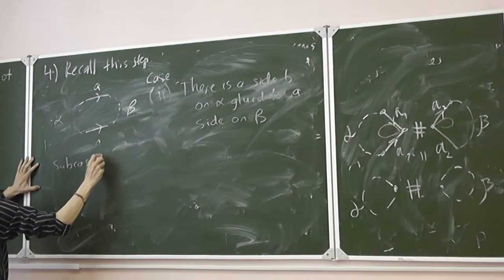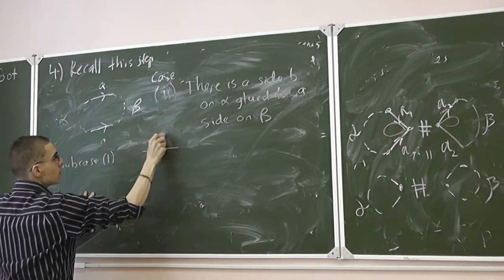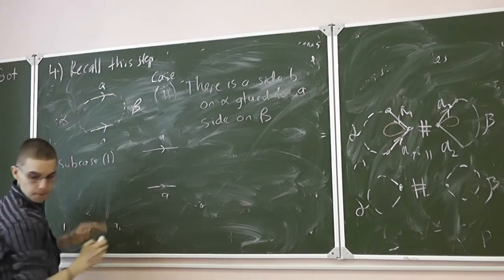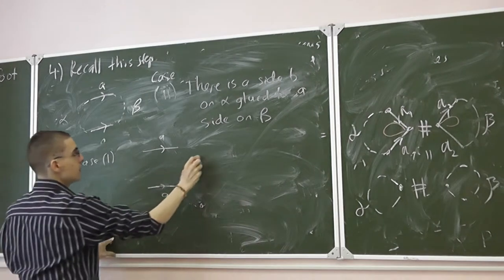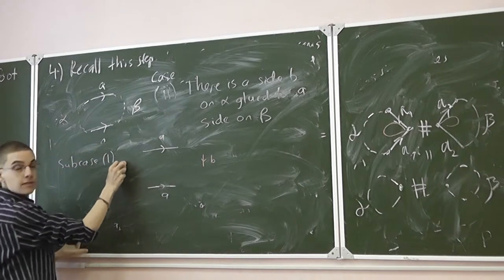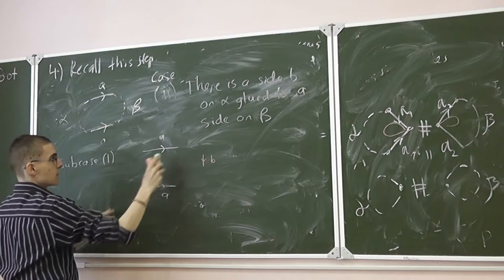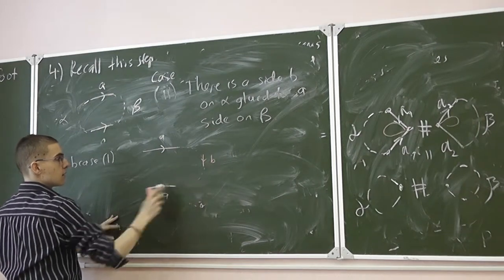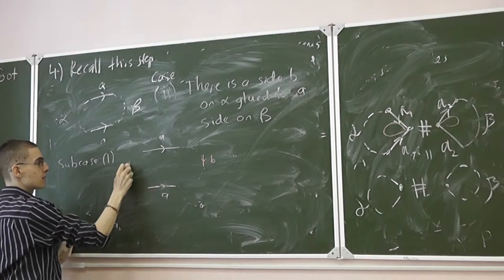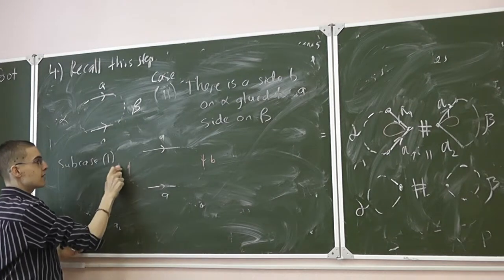So case one. We have a picture. And this B runs in... Nicola, you were saying it runs in the same direction. So I'm going to draw this B over here. Which way am I going? Up. Okay. And what were you saying, Nicola, in this situation?